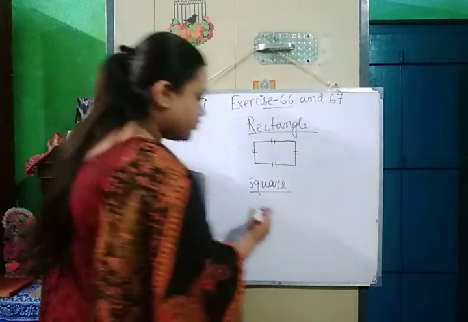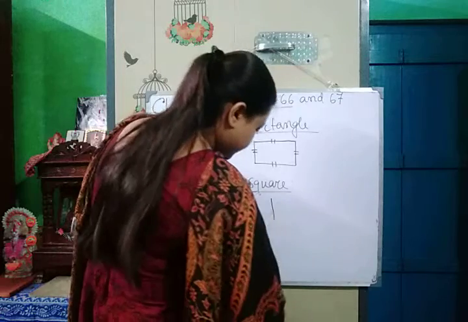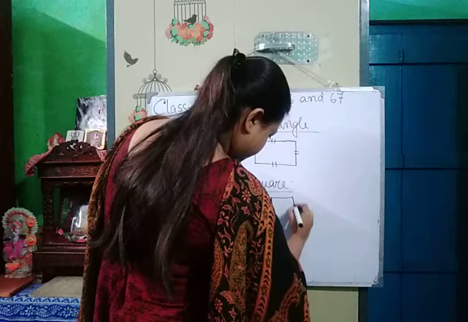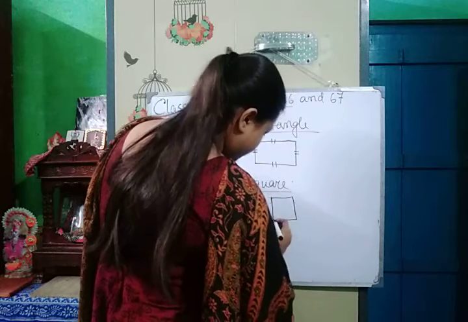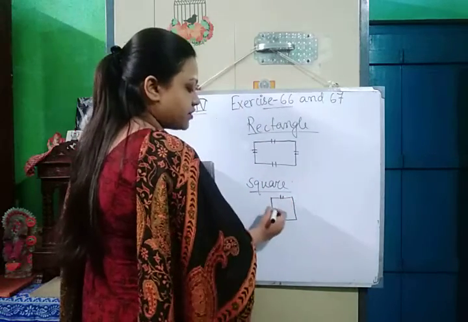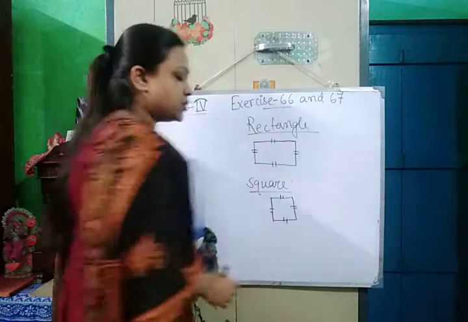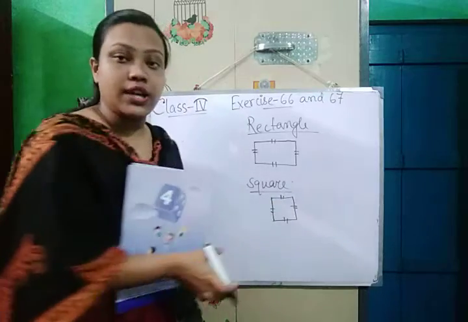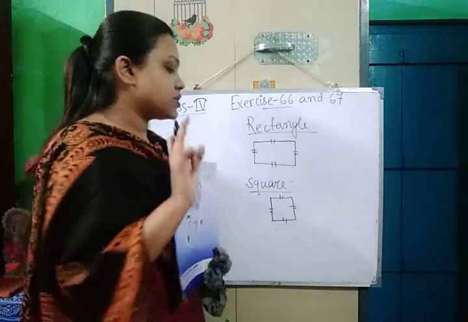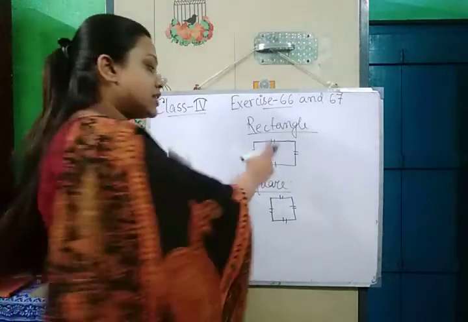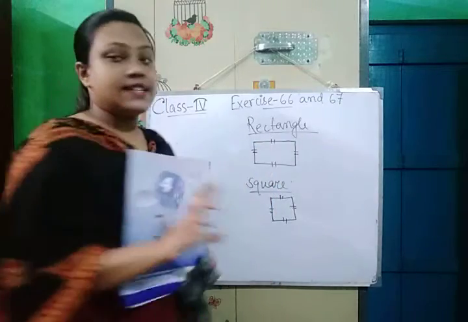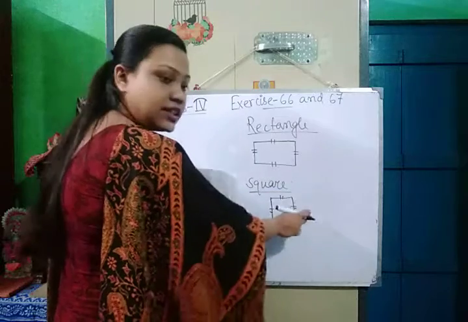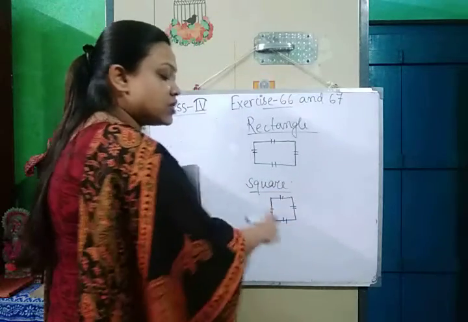But if we draw a square, then all the sides of a square are equal to each other. Means the length of all the sides of a square are same. But in rectangle, the length of opposite sides are same. Here again the opposite sides are parallel to each other, but the length of all sides of a square are same.